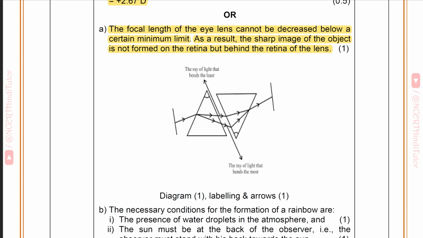Answer: the diagram is given here. There are two prisms, prism 1 and prism 2. Here is a ray of light entering into prism 1. The ray of light that bends the least is this one, and the ray of light that bends the most is this one. So for the diagram you get 1 mark, and for labeling and arrows you get 1 mark.